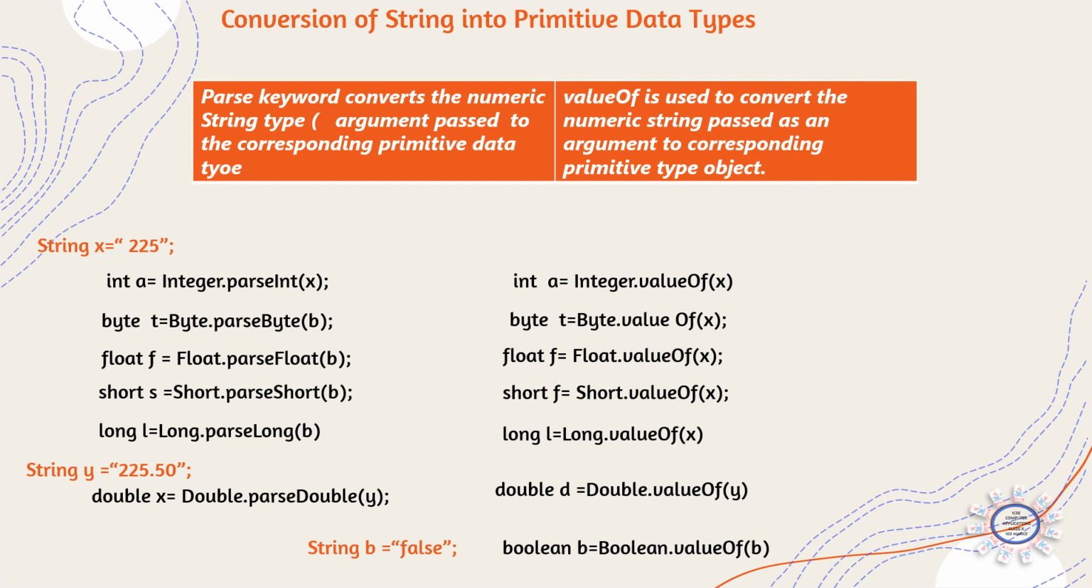I think you have understood because these functions are easy. Integer parseInt, Byte parseByte, Float parseFloat, Short parseShort, and Float valueOf, Short valueOf. So it is easy to understand. So you can convert the string into primitive data type.